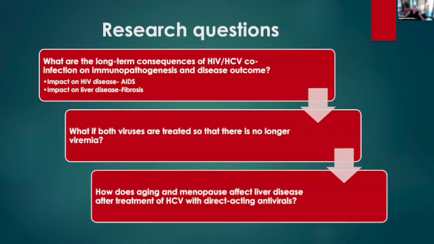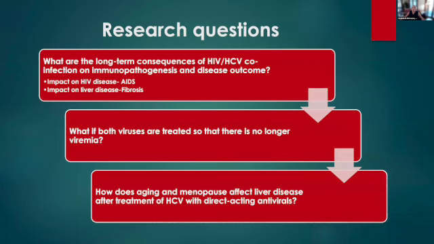So the research questions that we're focusing on include: what are the long-term consequences of HIV-HCV co-infection on immunopathogenesis and disease outcome, specifically AIDS and fibrosis of the liver? Then the question is, what if both viruses are treated so there is no longer viremia? How does that change things? How does that impact liver fibrosis?